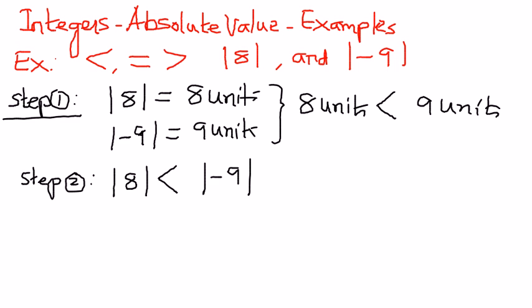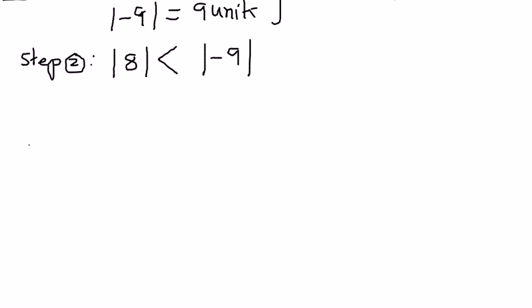Okay, so that's the way we find the correct symbol to be placed between two absolute value terms of this nature. Let's look at another example. Let's say this time we want to place the correct symbol between the two numbers, the absolute value of -13 and the absolute value of 9, like that.